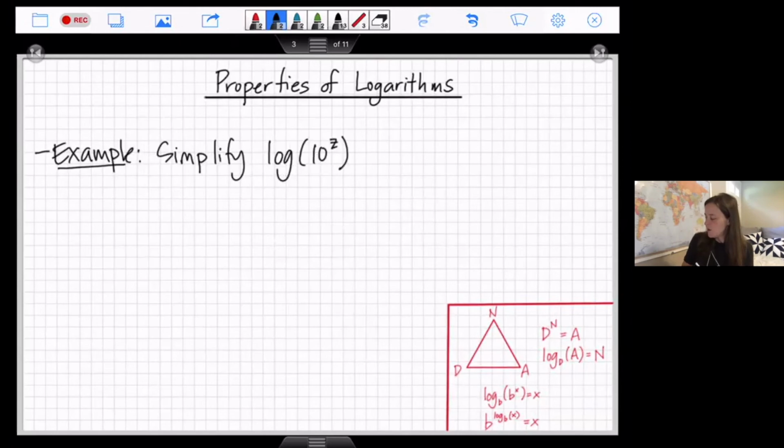All right, how about log of 10 to the z? So let's remember that log without a base written is a log base 10. Log base 10 of 10 to the z. And again, the base of the logarithm and the base of the exponential match. So our inverse property says that the log base 10 and the 10 to the will cancel out, and the z will just fall down on the ground.